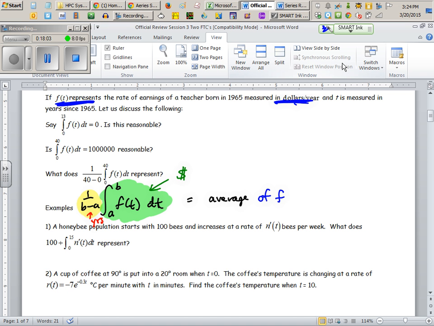Or average of f, which is the average rate of earnings. Very important. If you don't have the word rate there, and you don't write the units in dollars per year, they will not give you full credit. And you still have to include in the first 40 years of life, or between years 0 and 40, or by the time they were 40. Say something about the time domain here.